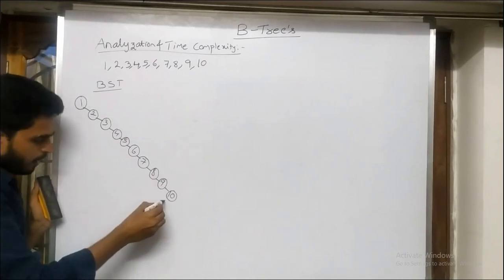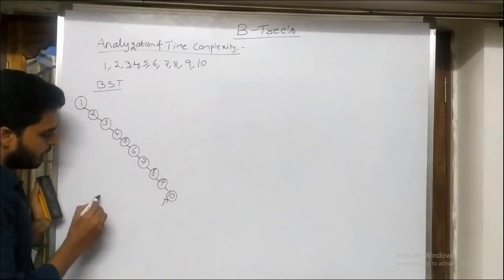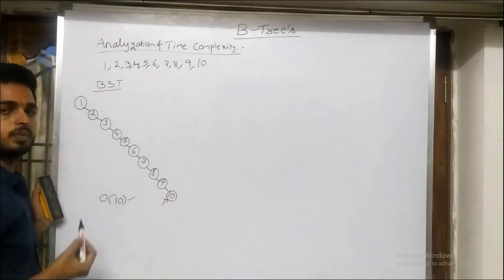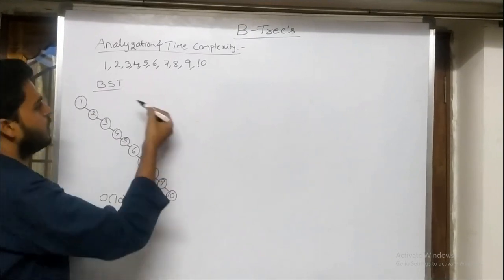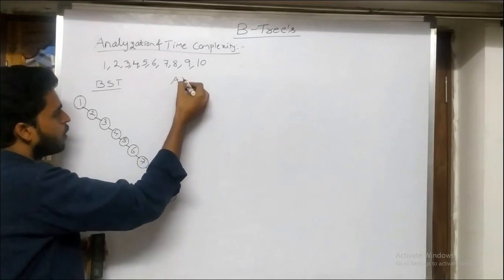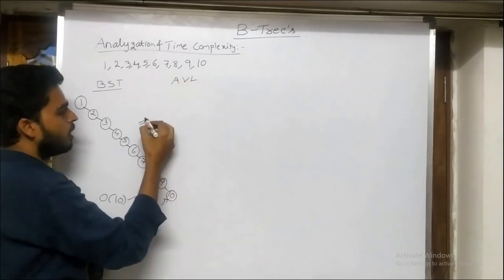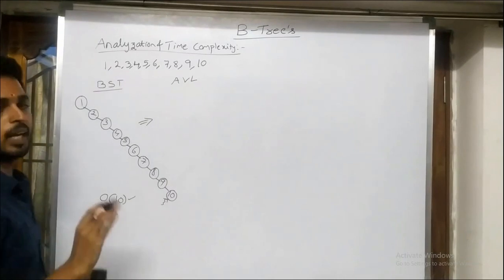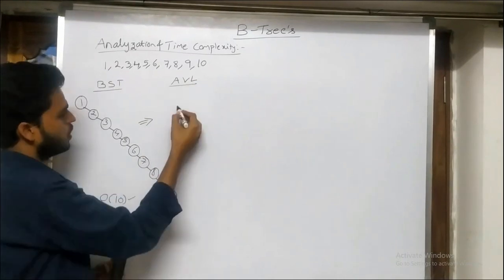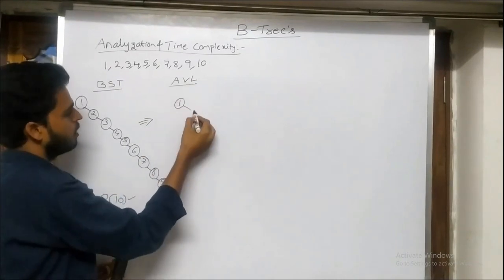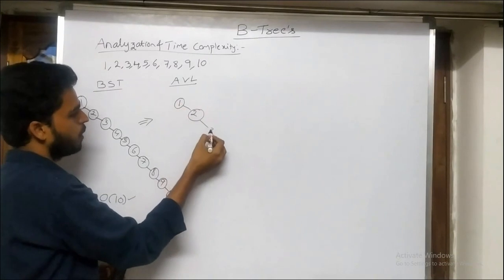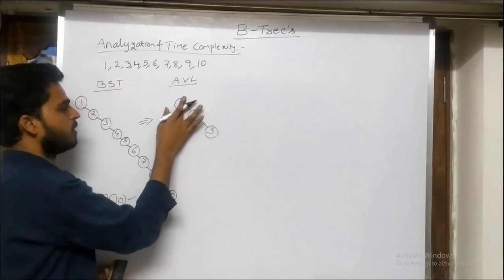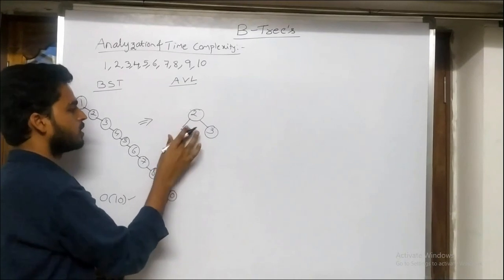If I want to search for the element 10, I need to perform 10 comparisons. Because of this drawback, we move to the AVL tree or the red black tree. We can construct an AVL tree for this. I will directly construct it. So 1, 2, there is no problem. 3, there is no problem. When I insert 3, the balance factor will change, so my tree will look like this.